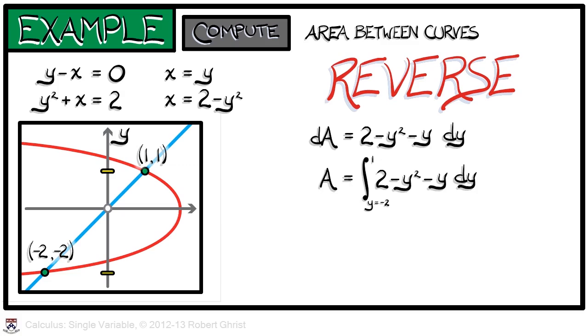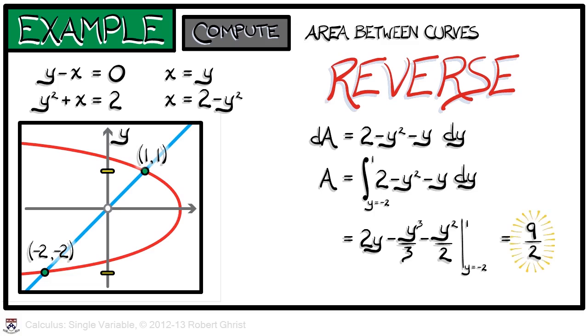This is a much simpler integral, and we get simply 2y minus y cubed over 3 minus y squared over 2, evaluated from -2 to 1. That equals 9/2, the area. The direction matters. If you encounter an integral that is too difficult, try reversing the direction.